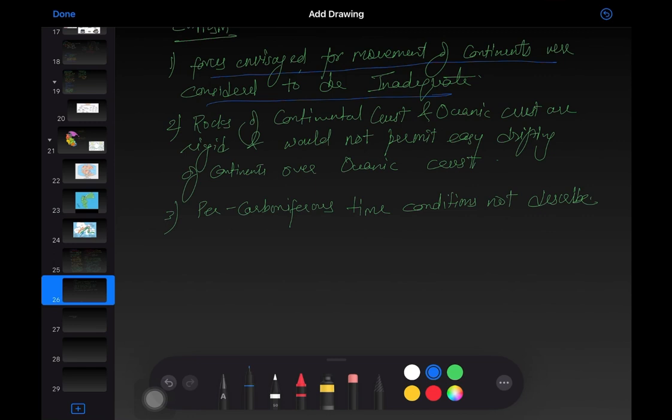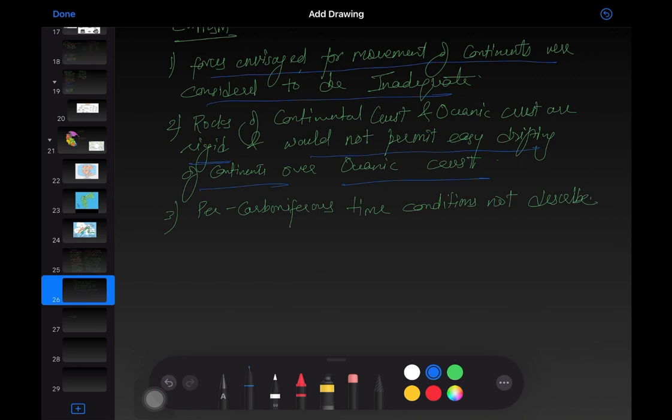So the first criticism is that the forces envisaged for the movement of continents were considered to be inadequate. The second criticism of Wegener is that, as Wegener proposed, the continental crust is floating over the oceanic crust, but geographers pointed out that the rocks of the continental crust and oceanic crust are rigid and would not permit easy drifting of the continents over the oceanic crust. So this is the second criticism.